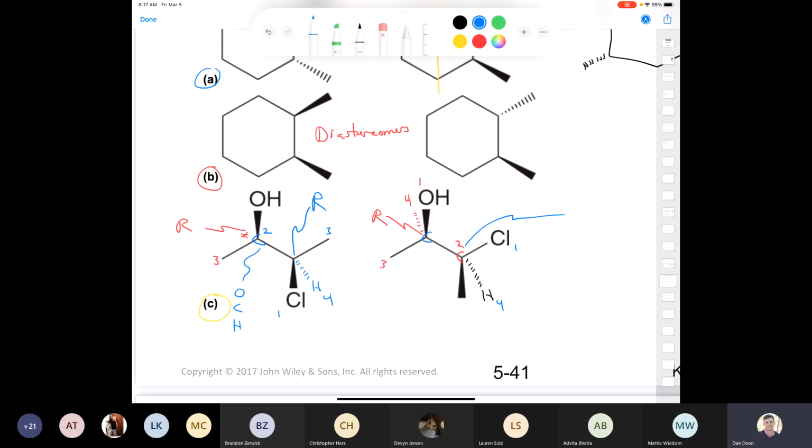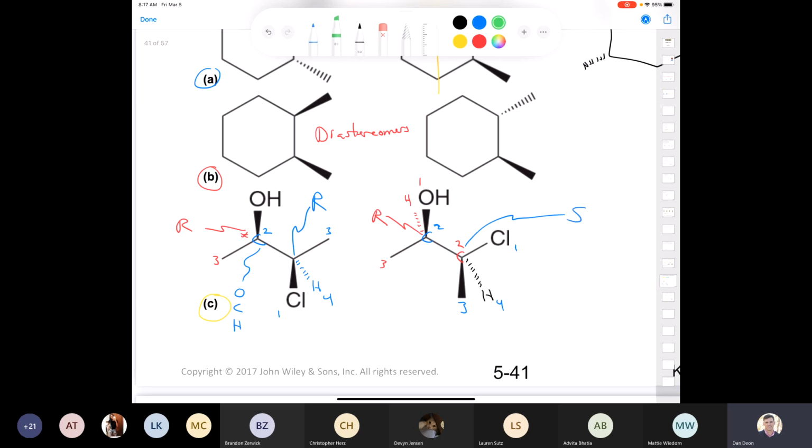This carbon is going to be the second highest priority. Why? Because it's attached to an oxygen. This one is a lowly methyl group attached to 3 hydrogens. So we go from 1 to 2 to 3, going like this. That's counterclockwise, and my hydrogen is in the back. And so this stereocenter would be S.